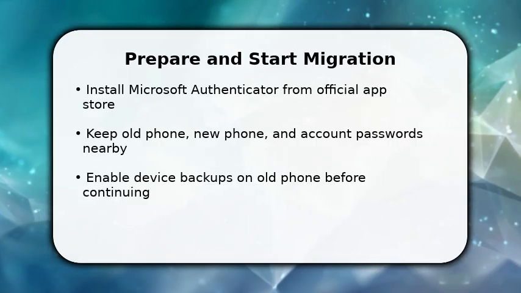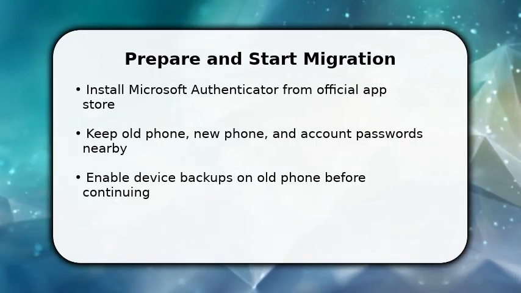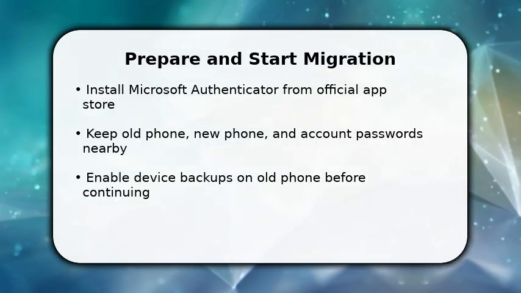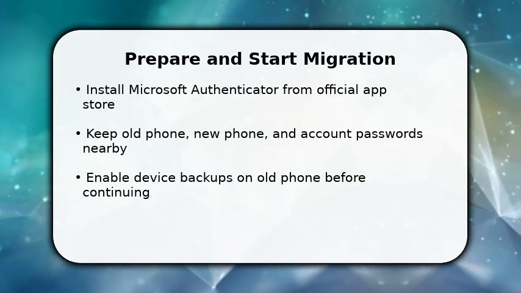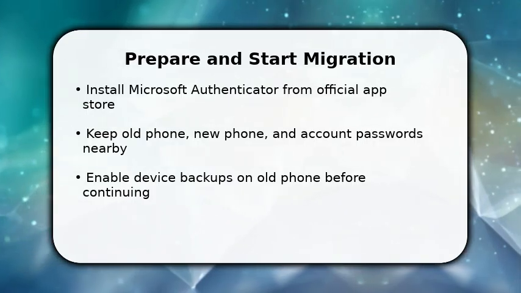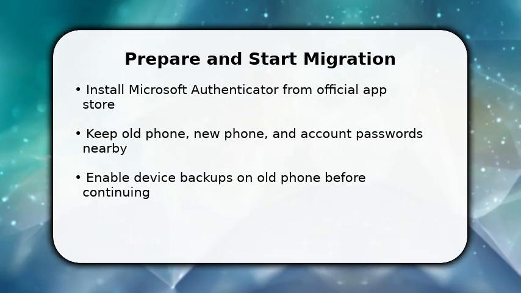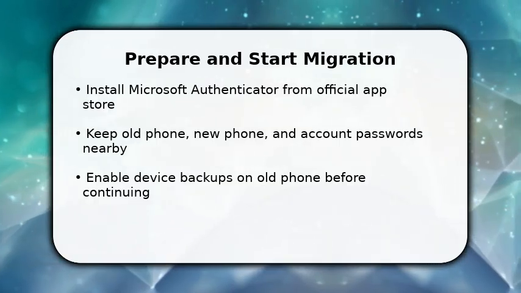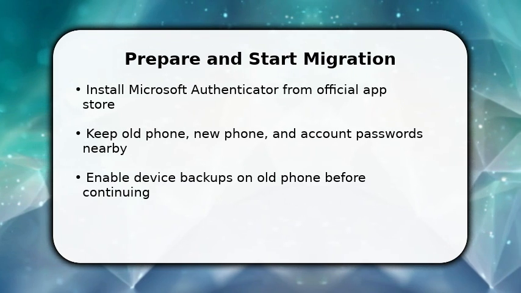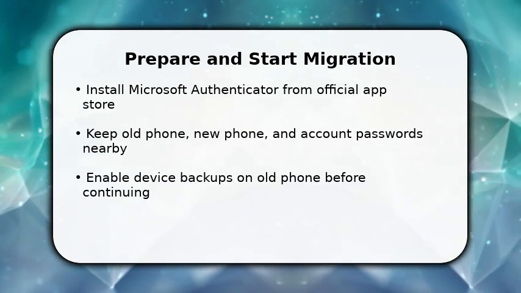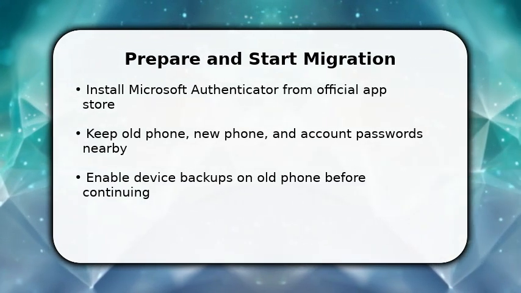On the new phone, install Microsoft Authenticator and sign in with the same Microsoft account you use for backup. Once done, make sure device clocks are synced and internet is active on both phones. You'll trigger the migration from the old device. Do not delete Authenticator yet until you confirm everything restored on the new phone.